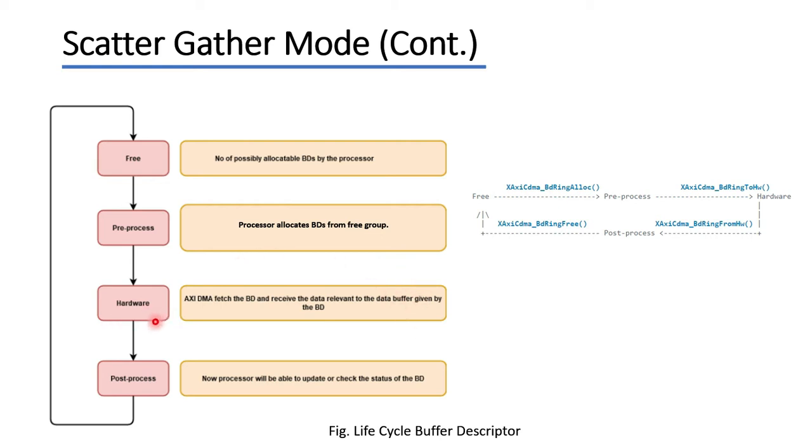At the hardware stage, the BDs are already defined by the processor, and now they can be fetched by the AXI DMA. So the AXI DMA fetches through the M_AXI_SG port and reads the data buffer relevant to the given BD. In the post-process, after the fetch and processing of the BD is done, it can be updated by the processor or its status can be checked, and finally, after checking the status, we free the BD.